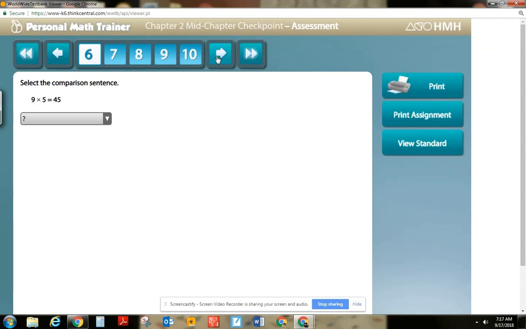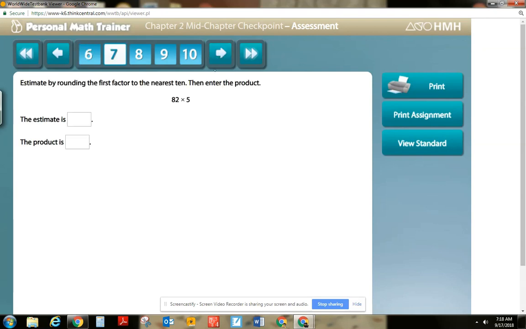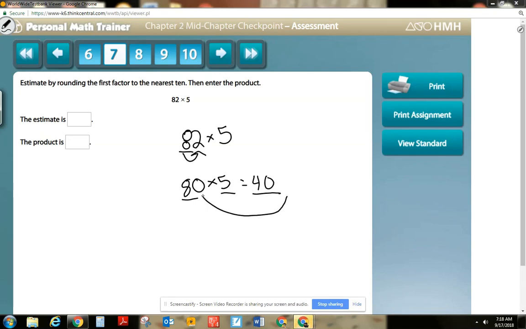I'm going to skip the next couple because they're just extra practice. All right. So number 7, first we need to estimate by rounding the first factor to the nearest 10, then enter the product. So on your pink sheet, you would rewrite 82 times 5. Now we're going to estimate 82 to the nearest 10. I look to the right. We let it rest. So it's 80 times 5. So 8 times 5 is 40. Move the 0. So it's 400.